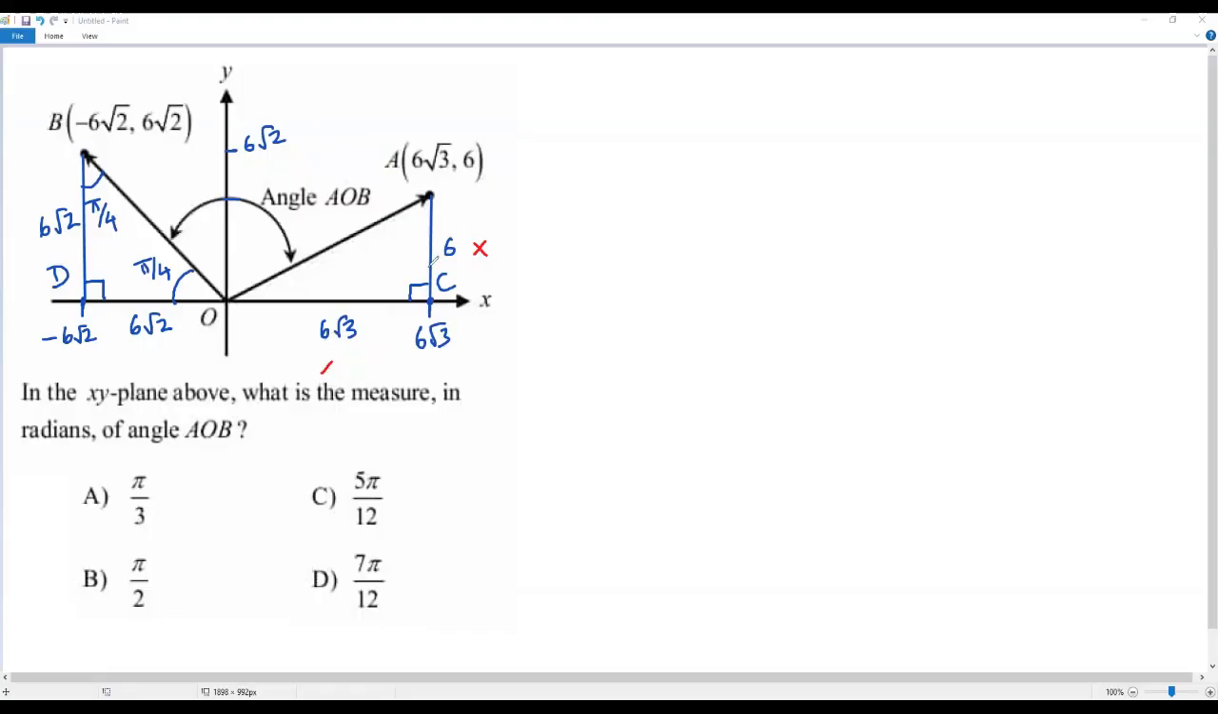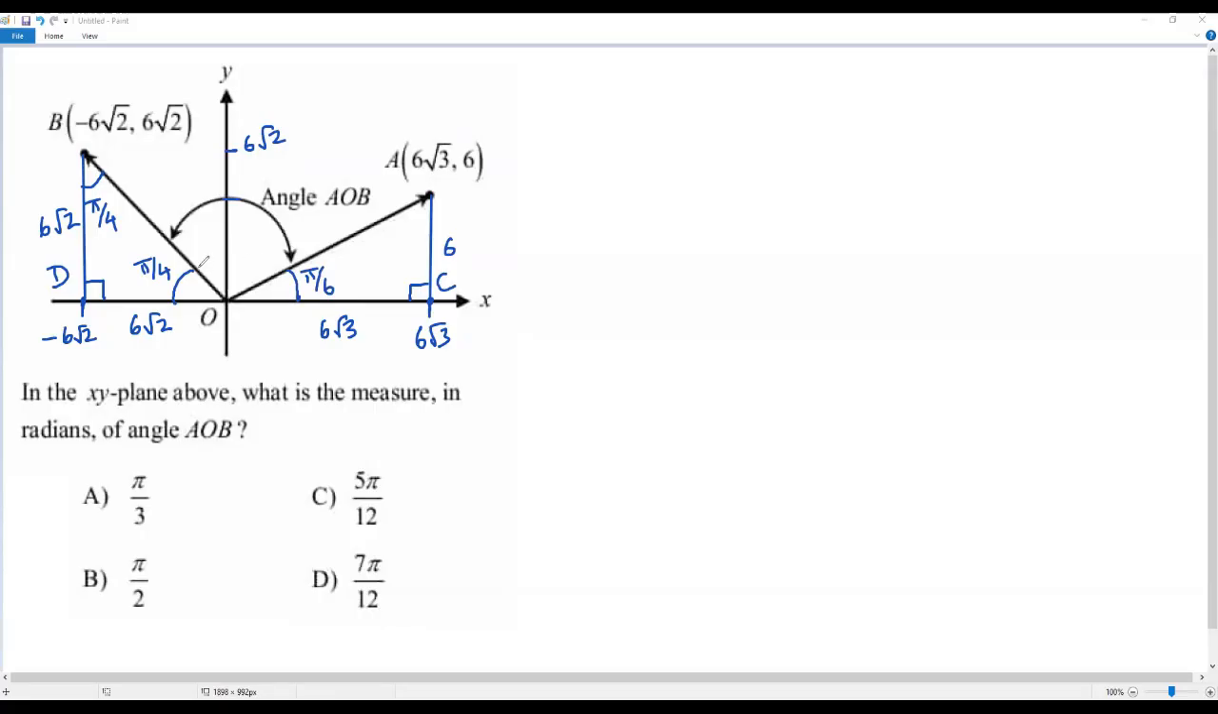So clearly OAC is a 30, 60, 90 special right triangle, and here the shortest leg should be considered as AC. This is the leg which has the length x, and this is the leg which has x times square root of 3. So the leg which has the length x should be considered as the shortest leg. So AC is the shortest leg. Always the shortest leg will be opposite to 30 degrees. 30 degrees in radians is pi over 6. So the angle measured over here is pi over 6.